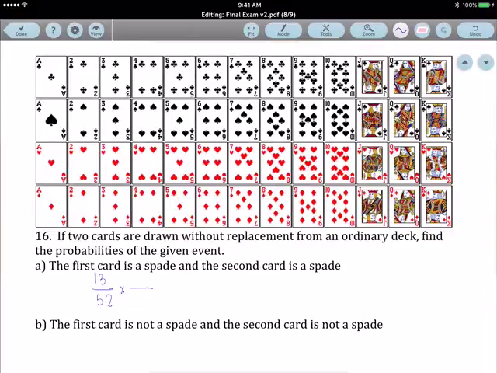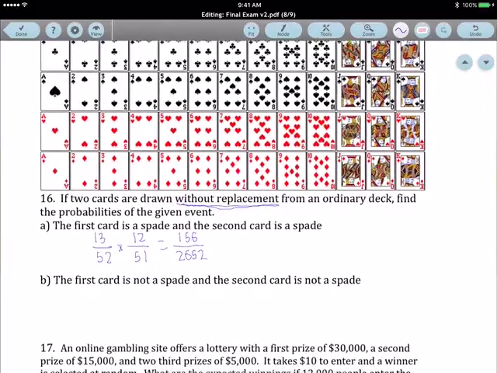Are you going to specify whether or not it's replacement? Well, yeah, it says without replacement. Okay. And it'll say it's going to be without replacement on your exam as well. Okay. So, well then. Right. We've already taken out one of the spades, so there's only 12 spades left out of 51 total. So if you multiply those, we end up with 156 out of, I think it's 2652. Let's see. Yes, 2652.